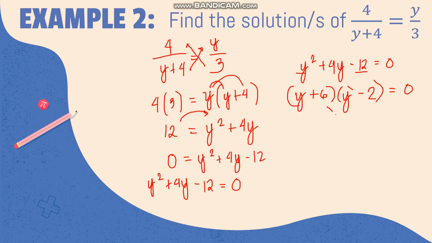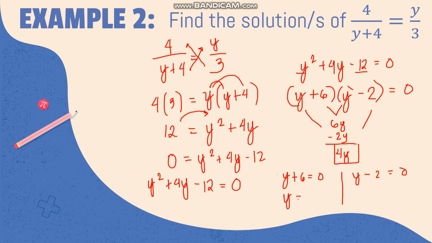Or you can also do this. You multiply 6 to y, you have 6y. Multiply y and negative 2, you have negative 2y. And then you add, so you will get 4y, which is our middle term. So that means the factors are correct. Now, all you have to do is equate each factor to 0. So you have y plus 6 equals 0 and y minus 2 equals 0. And then you will have y equals negative 6. So that is the first value of y. And then we have y equals 2.